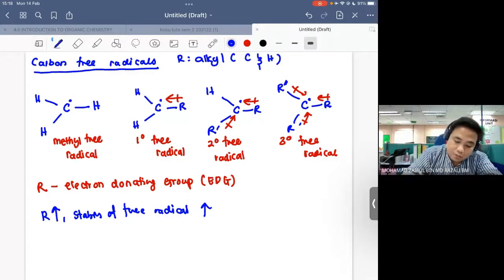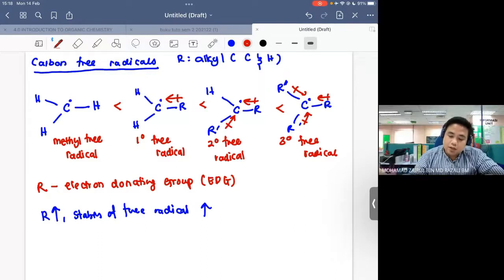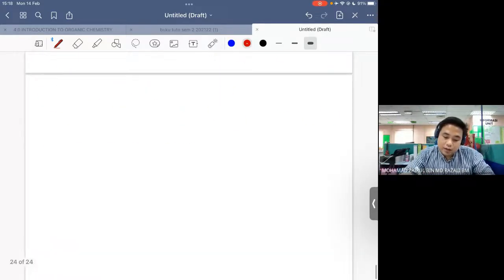So in term of stability, methyl free radical akan jadi the least stable compared to primary, and the primary will become less stable compared to the secondary, and secondary free radical will be less stable compared to tertiary free radical. Okay tak ni? Boleh tak? Boleh, sir. Okay.